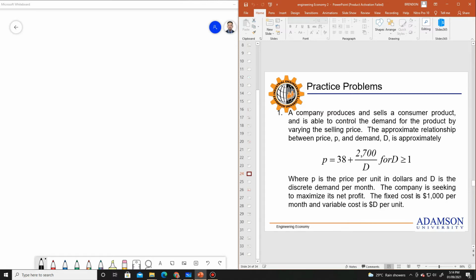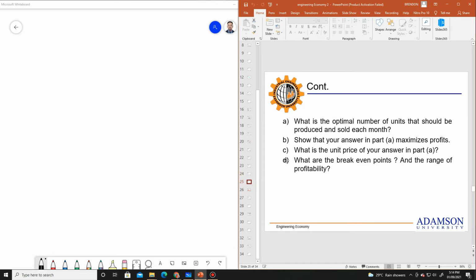The company is seeking to maximize its net profit. The fixed cost is $1,000 per month and the variable cost is $D per unit. The required: A. What is the optimal number of units that should be produced and sold each month? Letter B. Show the answer in part A maximizes profit. Letter C. What is the unit price of your answer in part A? And letter D. What are the break-even points in the range of profitability?